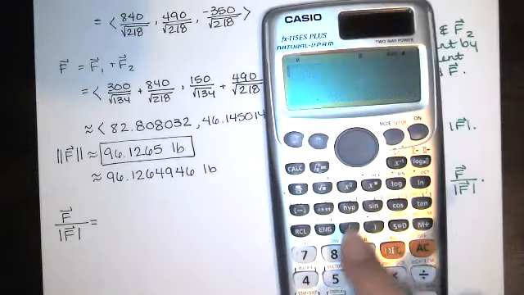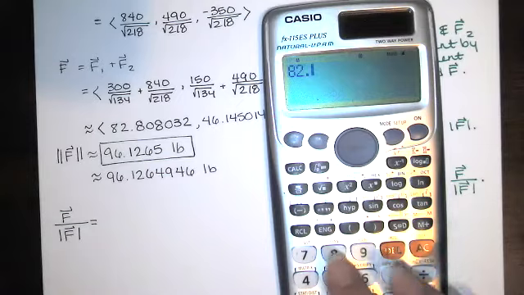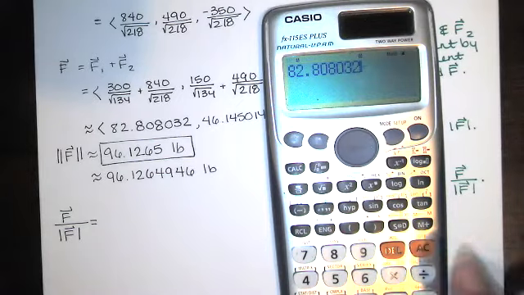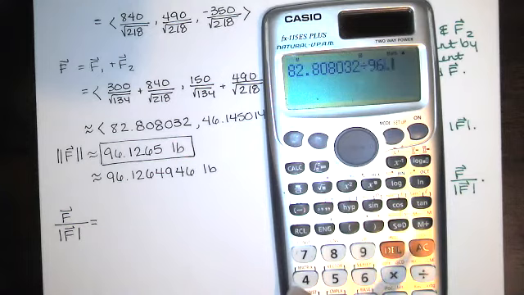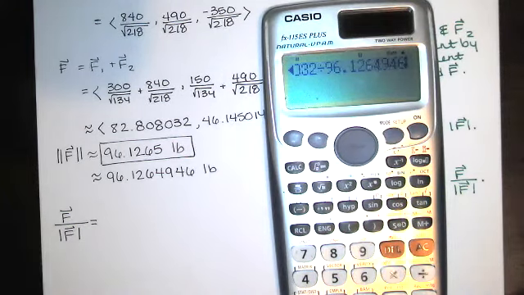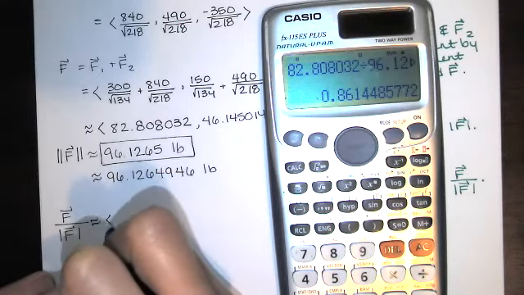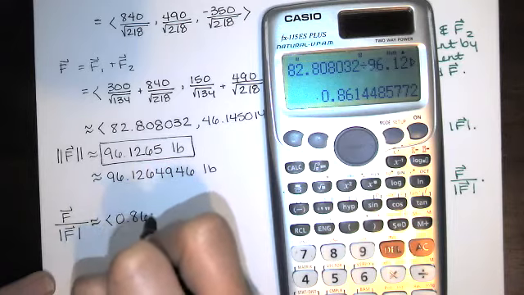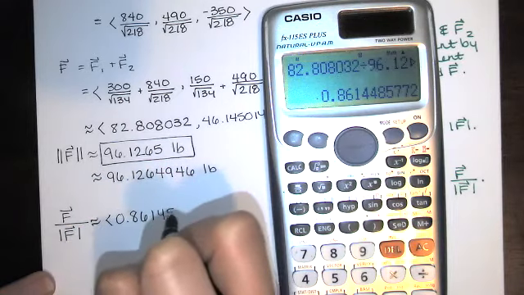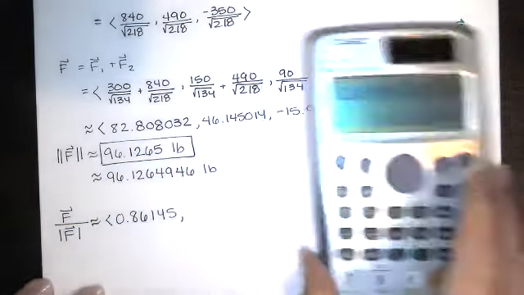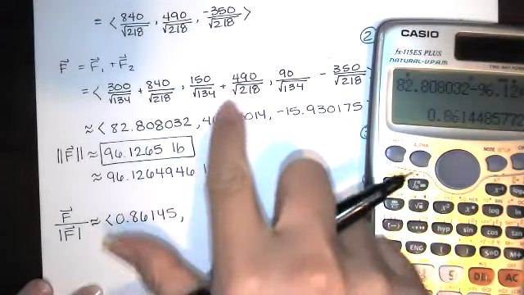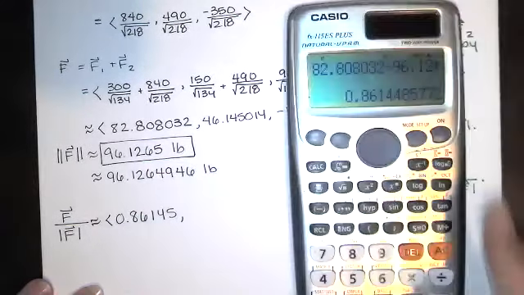So I'll do 82.808032 divided by 96.1264946, and that is approximately 0.86145. And we're going to do the same thing with the y component. So take the y component and divide by the magnitude.